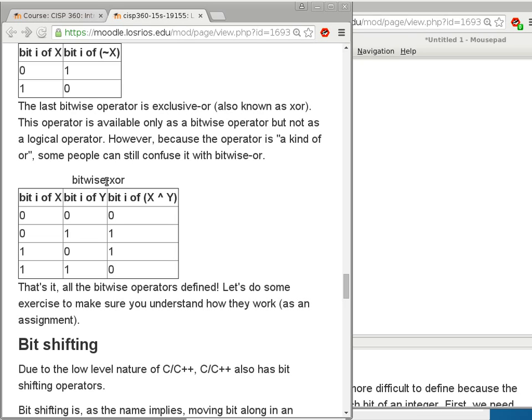This one is the same thing as either or. So you only want one and only one side of the exclusive OR to be true for the whole thing to be true. Are there any questions? No questions. So we'll do a few exercises before we move on to bit shifting.